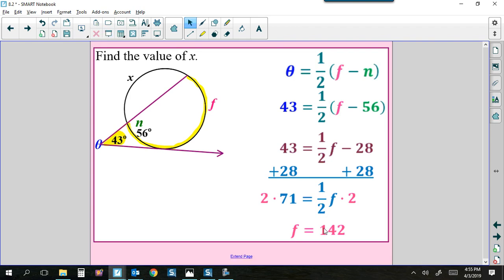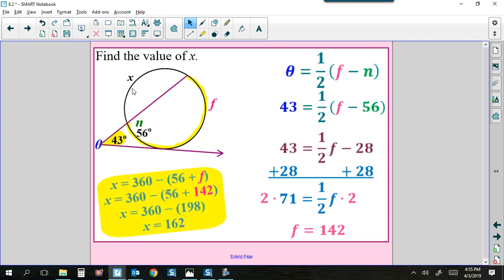So now, again, this is not the answer to the problem because x is still unsolved. You are able to find x right here by taking the total of 360 degrees and taking away the two arcs you know. Well, you know 56, and you now know f is 142. So if you work this out, you end up finding that x is 162. Tricky, tricky.